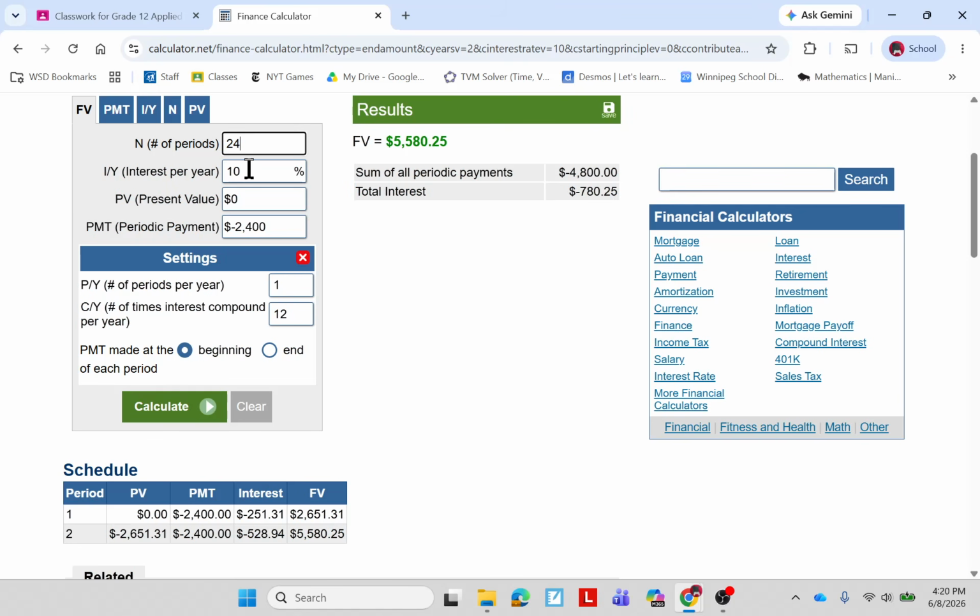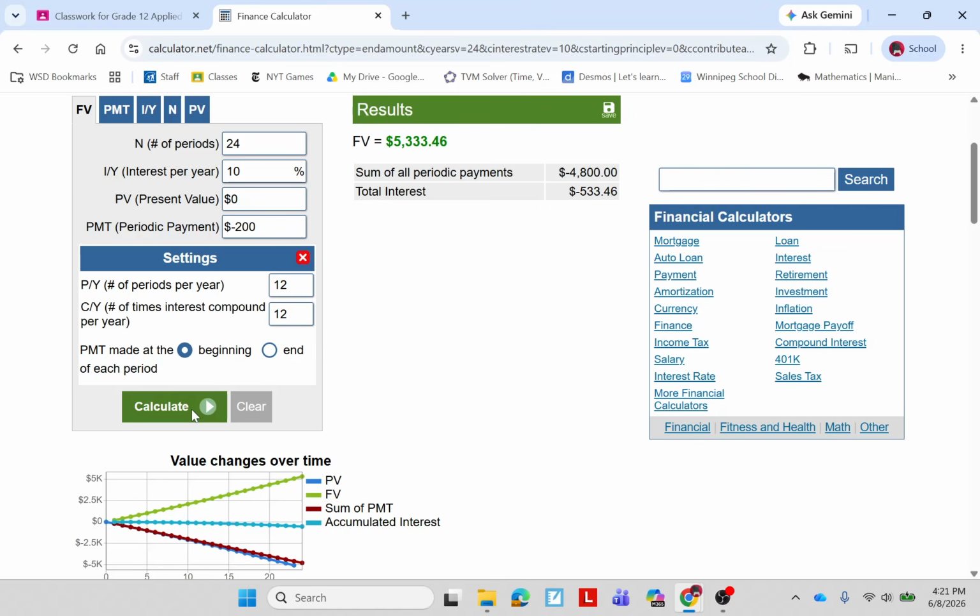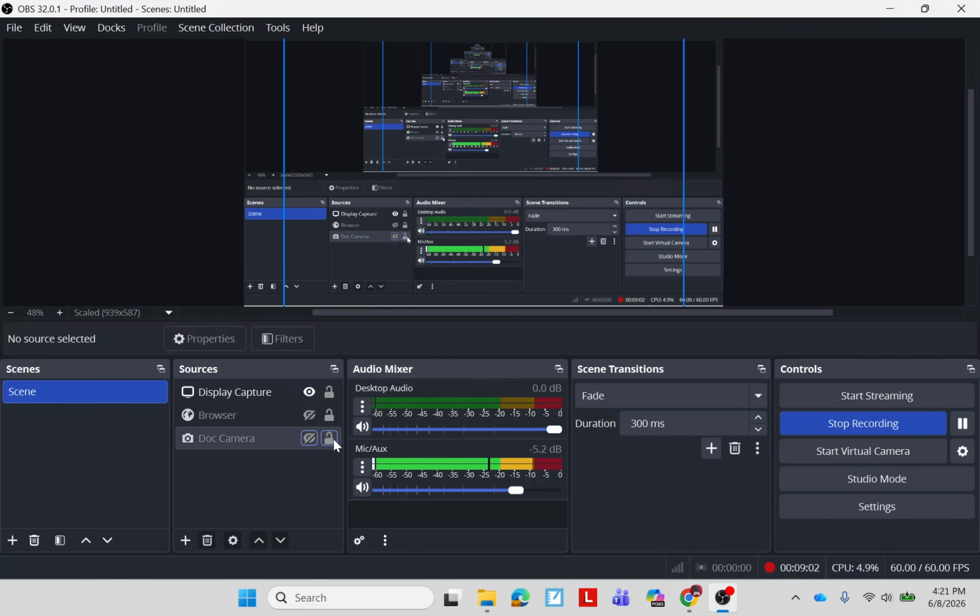Now let's go ahead and do option 2. For option 2, we're making 24 payments, 10% interest rate, and these are monthly payments of $200. So that's going to be minus 200. We're making 12 of them in a year, and we are compounding monthly as well. So when we hit calculate on that, we get $5,333.46.